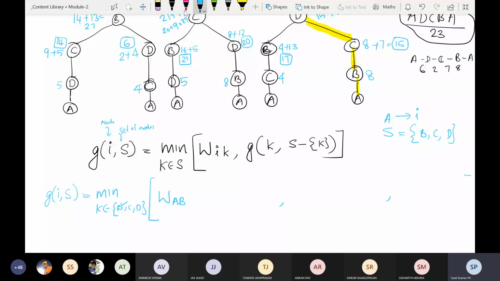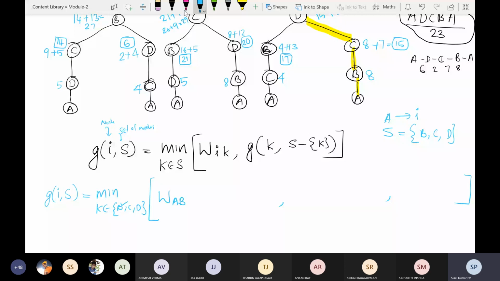So we must have 2, 3 or 4 values. N number of values we need to take the minimum. So how to obtain the first value? You just fix K as B. So W A B, you just substitute B here. Wherever you find K, you can substitute B, and wherever you find I, you can substitute A, since it is the starting vertex.